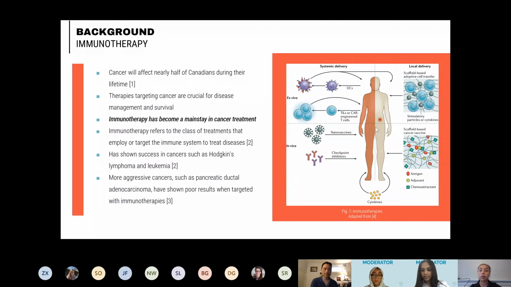Immunotherapy is the employment or targeting of the immune system to treat neoplastic conditions. While immunological approaches have revolutionized the treatment of some cancers, such as Hodgkin's lymphoma, immunotherapy is no stranger to failure. Unfortunately, immunotherapies targeting aggressive cancers, such as pancreatic ductal adenocarcinoma, have had little success. A significant factor in the failure of immunotherapy in these unreceptive forms of cancer is the tumor microenvironment.